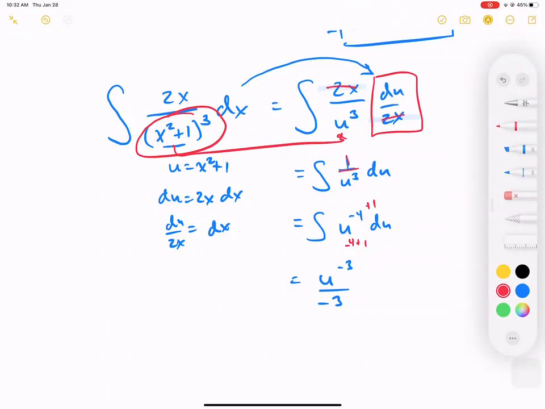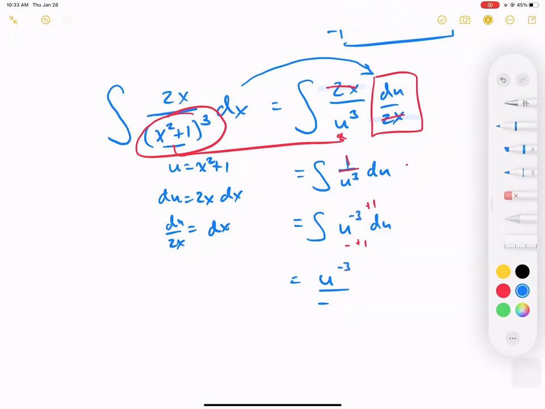Rewriting it as, whoops, oh darn it. I did too many things. I don't know why I wrote that as a 4. That was supposed to be a 3. I'm sorry. I don't know why I wrote that as a 4. Okay, I think that's where I got confused. Thanks for telling me about that.